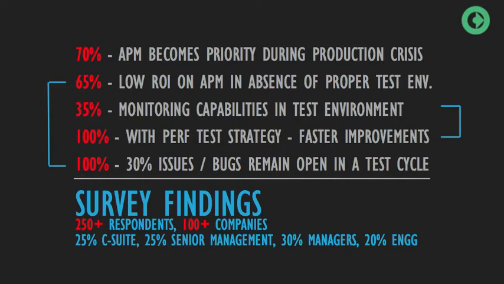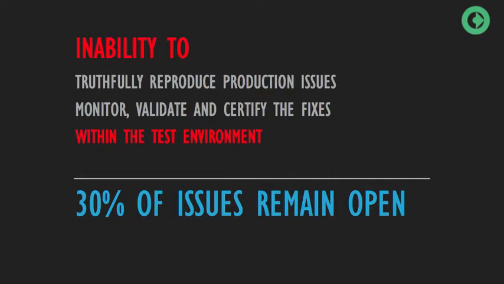Now, that's the key thing. Why do these 30% of the issues remain open? That's the key question to be answered. It's basically because of the inability to truthfully reproduce production issues within the test environment. And it's not just the question of reproducing issues. It goes even further. How would you monitor? How would you validate and certify these fixes? That's also equally important, and all of this should happen within the test environment.